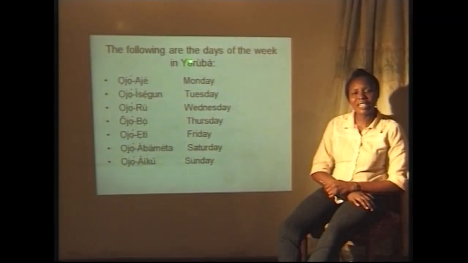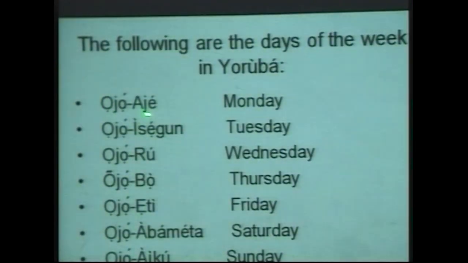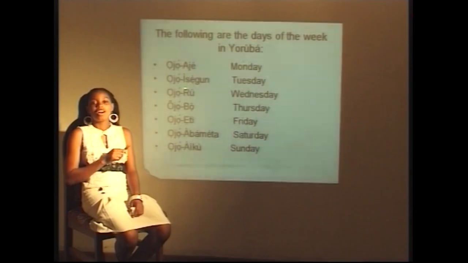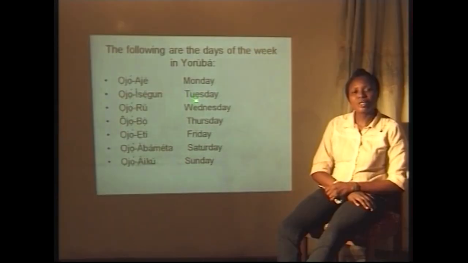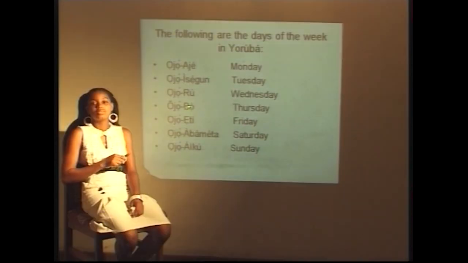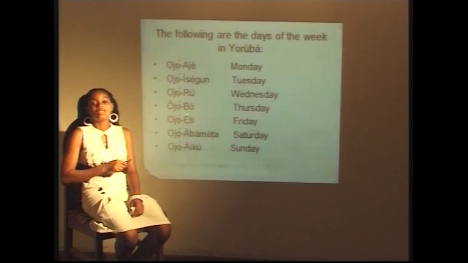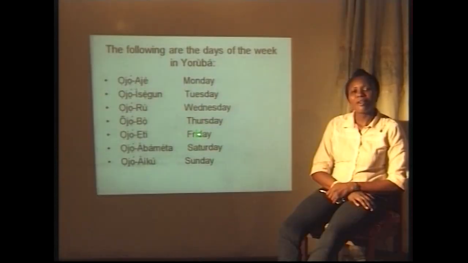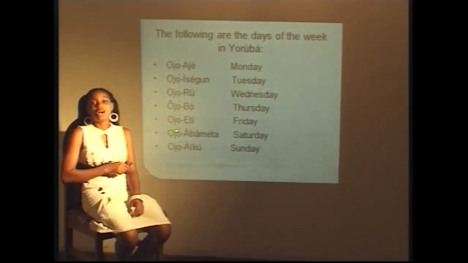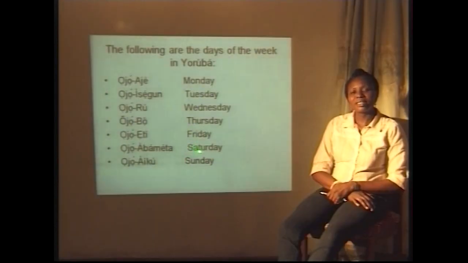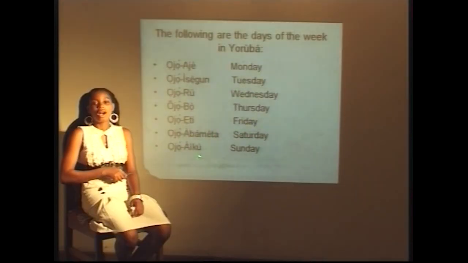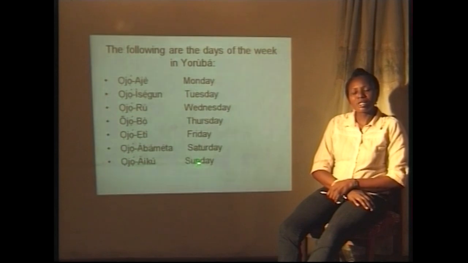The following are the days of the week in Yoruba. Ojo Aje, Monday. Ojo Isegun, Tuesday. Ojo Ru, Wednesday. Ojo Bo, Thursday. Ojo Eti, Friday. Ojo Abameta, Saturday. Ojo Aiku, Sunday.